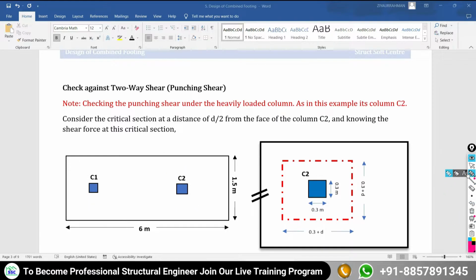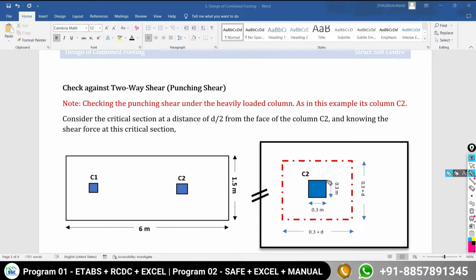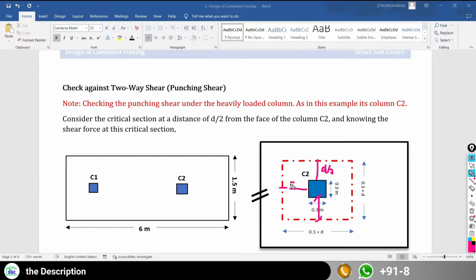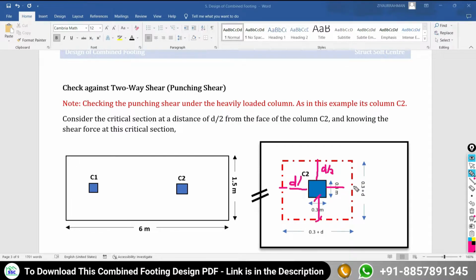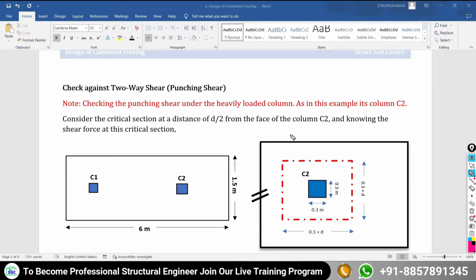That's why we are going to perform the check under the heavily loaded column as C2. So I am going to consider a critical section at a distance of d/2 from the face of your column. Here it is d/2 from the face of your column, here d/2, and here d/2. So in all directions I am going to consider my critical section at a distance of d/2 from the face of my column.